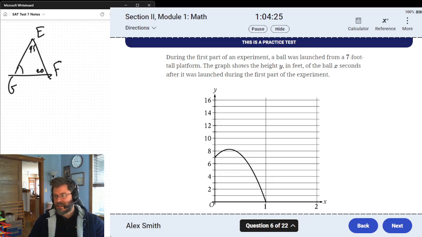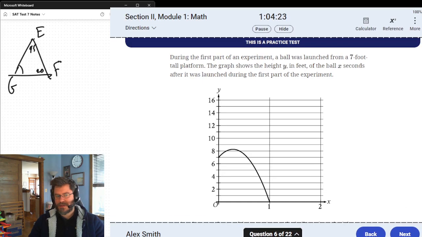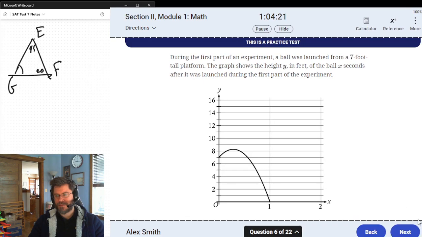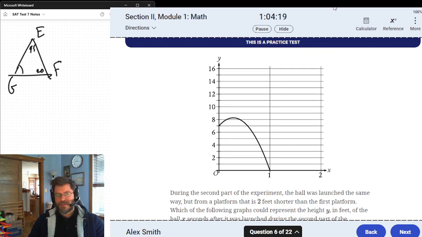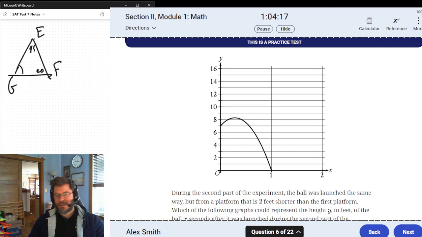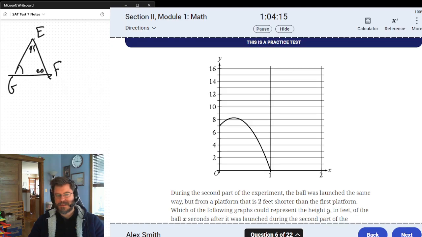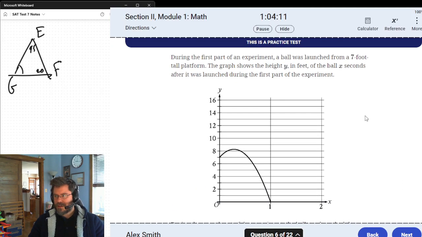Let's see what we got here. Got a little bigger. Clean that up. Make it a little bigger. All right, make it a little easier to see. Okay. Don't care about any of that.